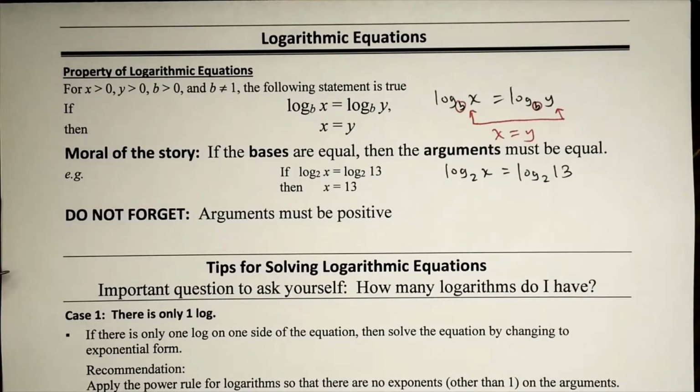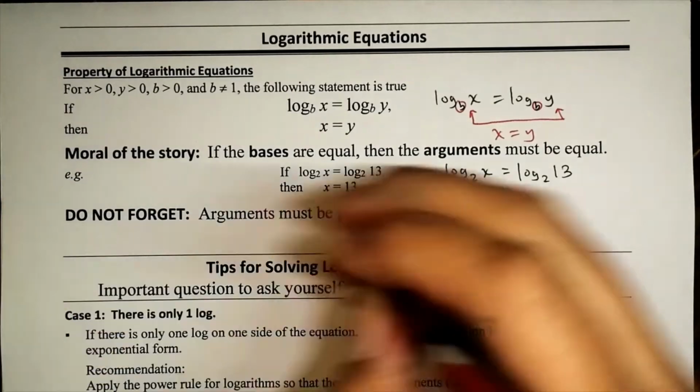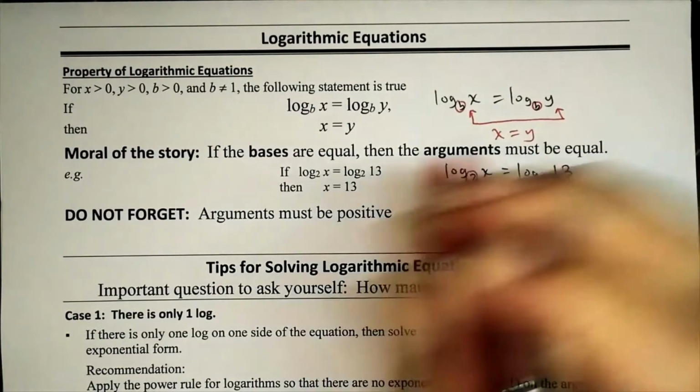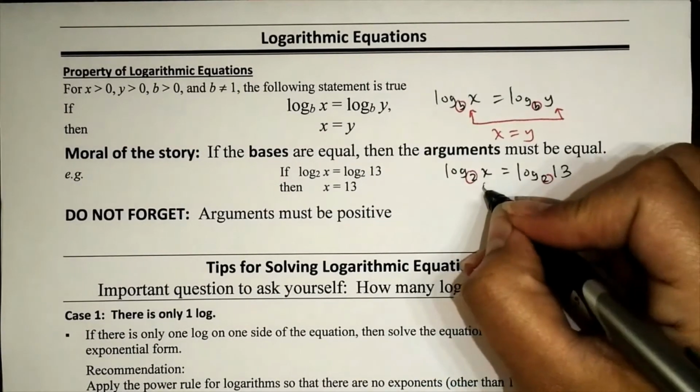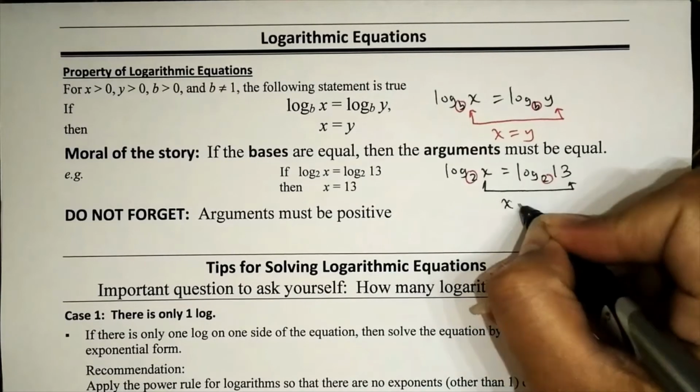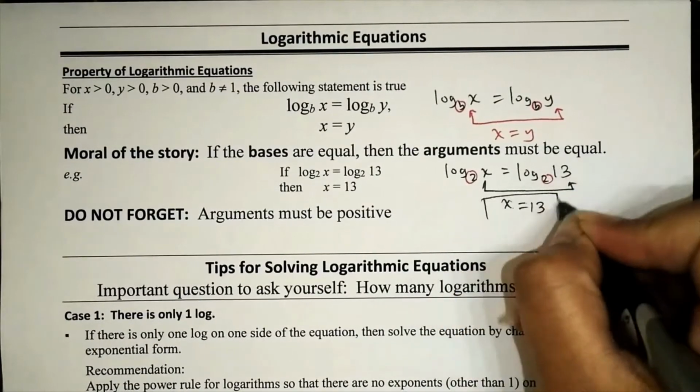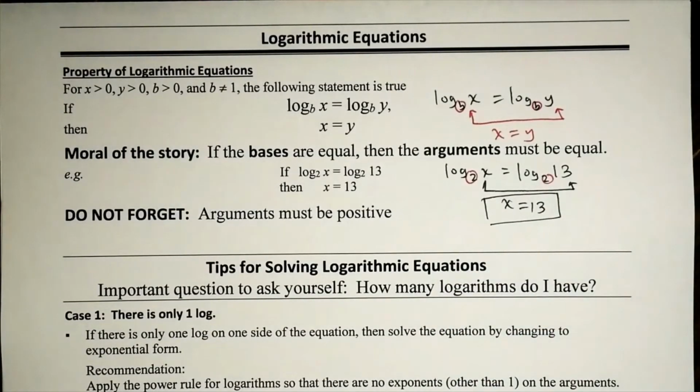So I want to ask myself, what is it that is the same? As you can see, the bases of the logarithms are the same. And the property of logarithmic equation states that if the bases are equal, then there's no way around it. Then the arguments have to be equal. So this was a nice problem in the sense that just by setting the arguments equal to each other, we're done. But we're going to do some funner problems.